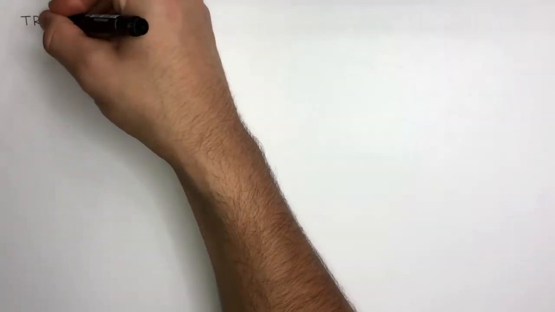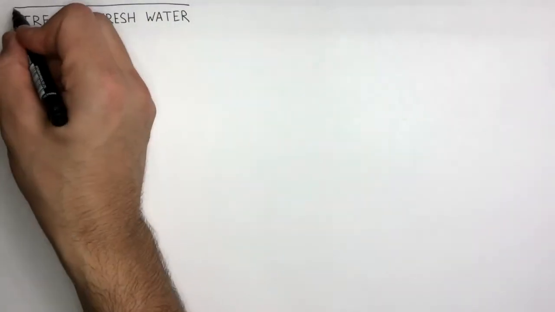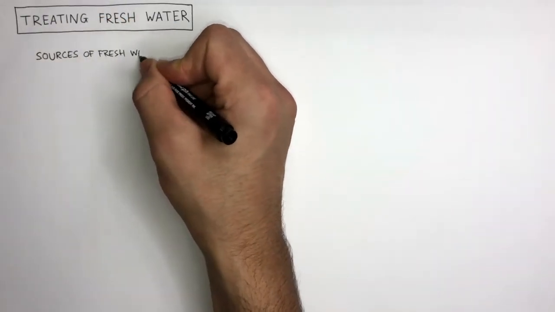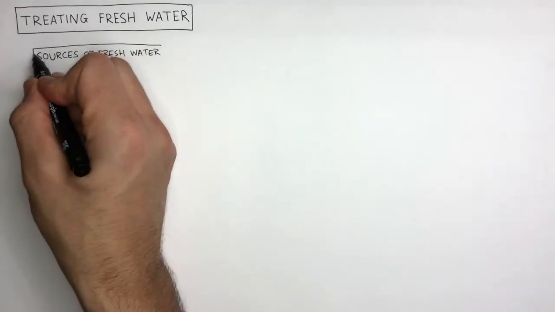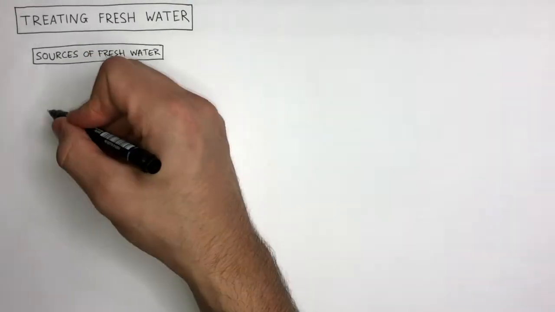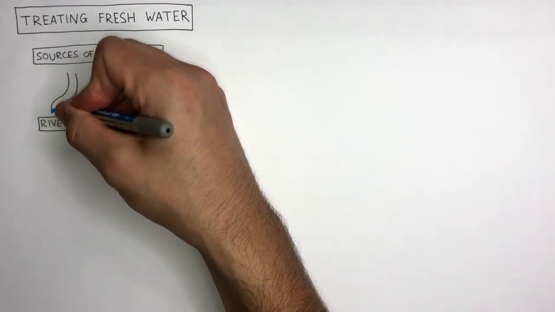In this video, we're going to learn about treating freshwater, which is how to make freshwater safe to drink. There are different sources of freshwater. Freshwater is water found on land without large concentrations of dissolved salts. For example, rivers. The water found in rivers is not safe to drink.